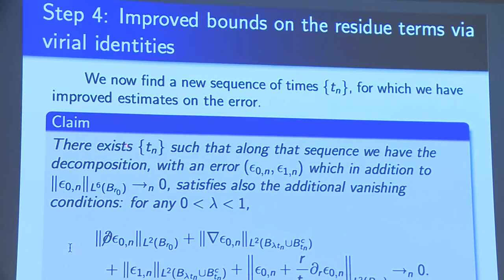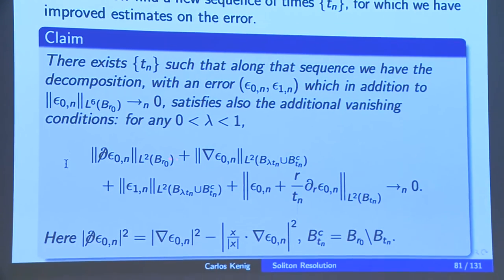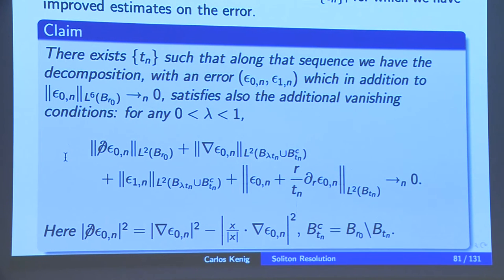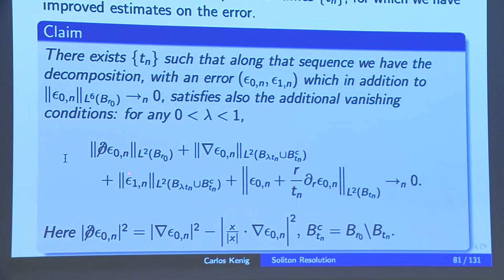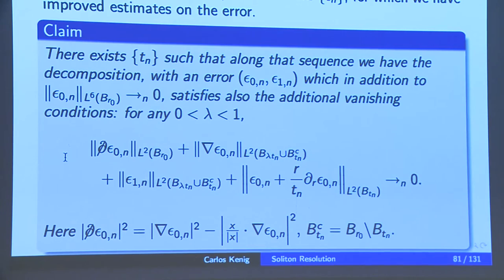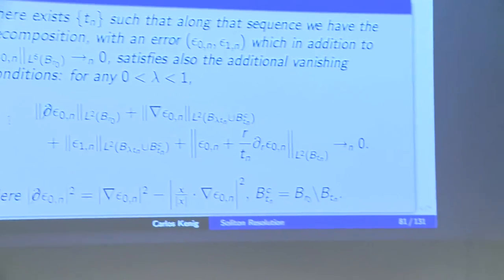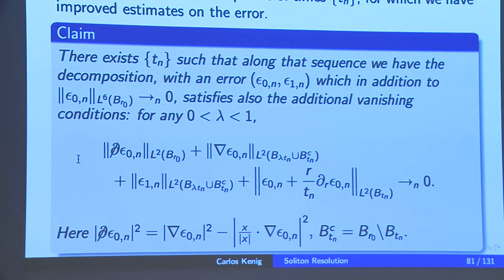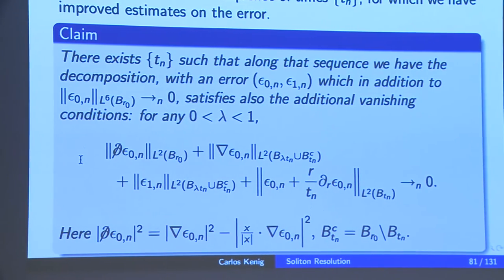The claim is that there is a new sequence T sub n such that we have the decomposition with an error, which besides being in L6, has the tangential part of the gradient going to zero. The gradient outside always goes to zero in this decomposition because everything is localized. When I go a little bit inside, it goes to zero because I just proved that. The same is true for the L2 norm of the ddt. And this is the expression which is in here, and that goes to zero. That was the other thing I had. And I've now proved this. That's what we've just proved. It's precisely this statement. Yes, we've proved all of this.